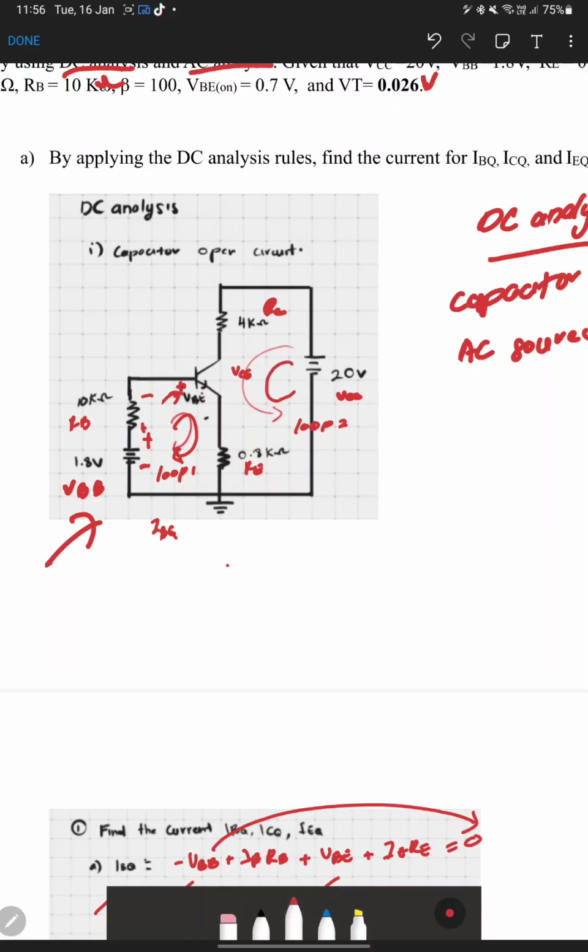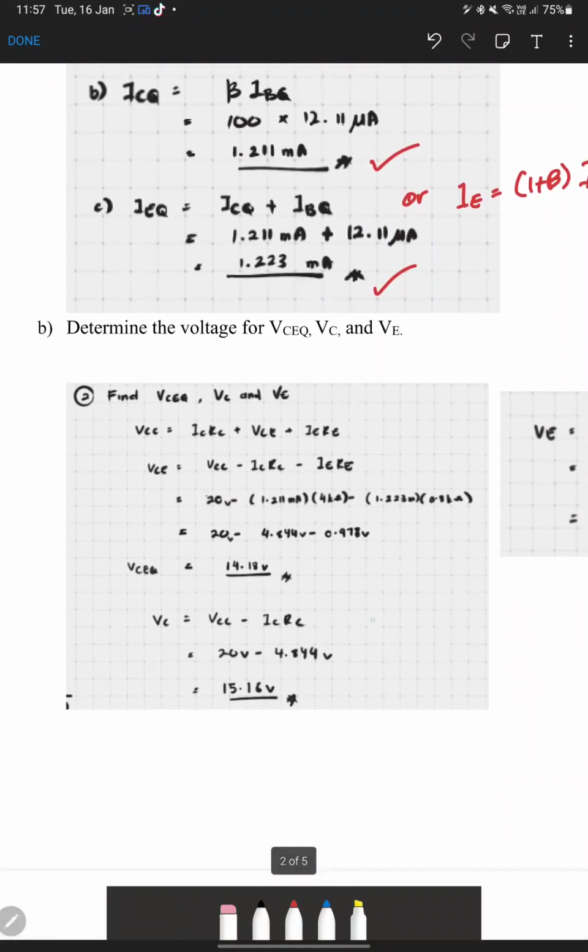So our loop starts from the source. Minus source we made first, so it becomes minus VCC plus ICRC plus VCE plus IERE, right? So actually they are from minus VCC plus ICRC plus VCE plus IERE equal to 0. So we rearrange back, VCC bring there, so it becomes positive.